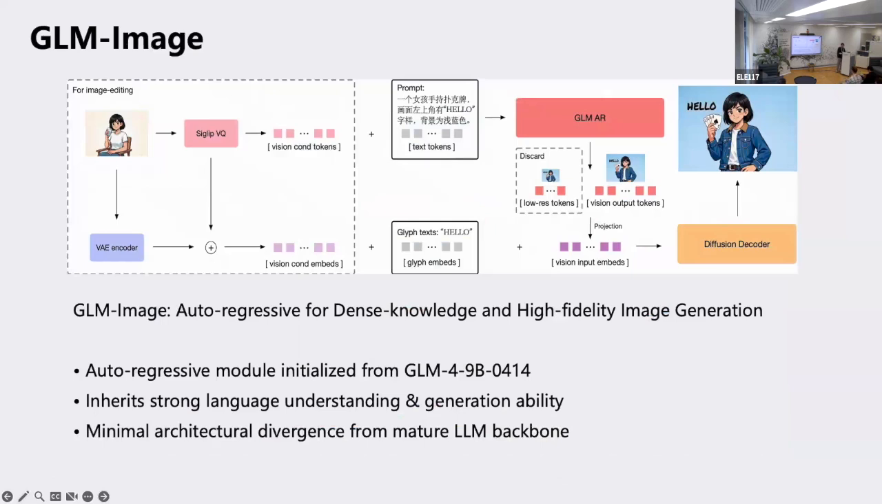And we also provide GLM-Image, a model for image generation. Here you can see the architecture of GLM-Image. It's built as an autoregressive model initialized from GLM-4 9B 0414. This means the model directly inherits the strong language understanding, instruction following and reasoning ability from a mature large language model backbone. Instead of designing a completely new architecture for images, we keep the minimal architecture changes to the large language model. We change the LLM head to a vision token head and use a VQVAE here, and this makes training, alignment and deployment much easier.